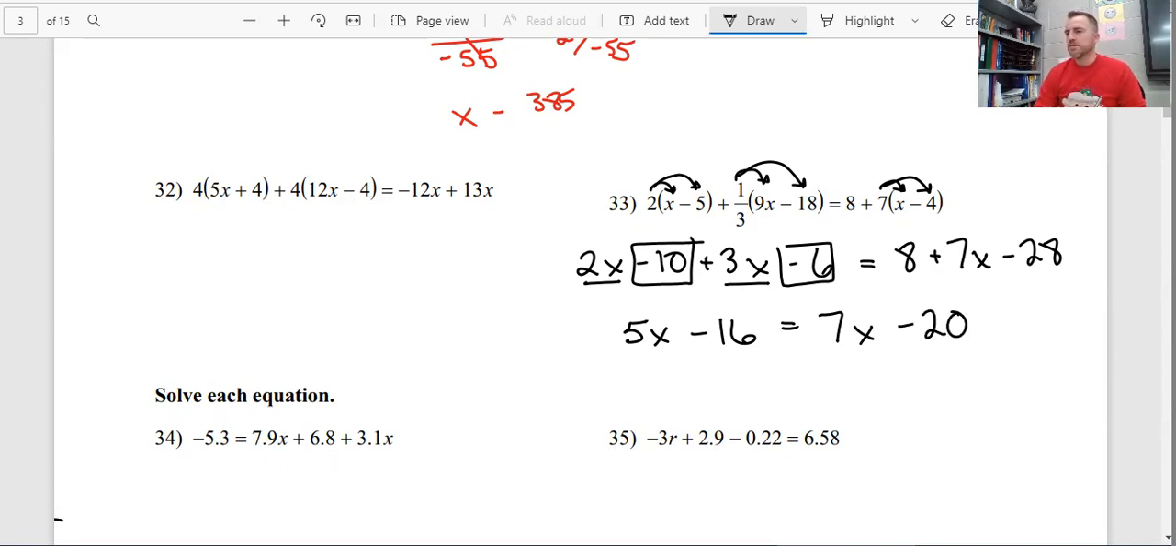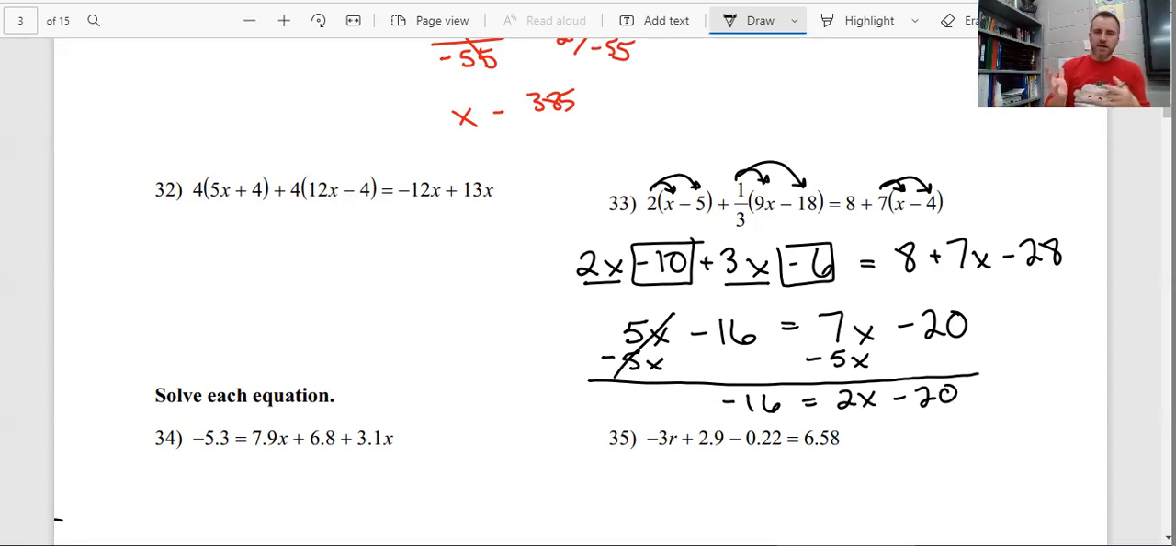If I were doing this one by myself, I would probably subtract 5x from both sides. So I'm going to get all my variables on the right side because that way they stay positive and the numbers will stay positive as well. It's just a little easier to me. So we get -16 equals 7x minus 5x is 2x minus 20.